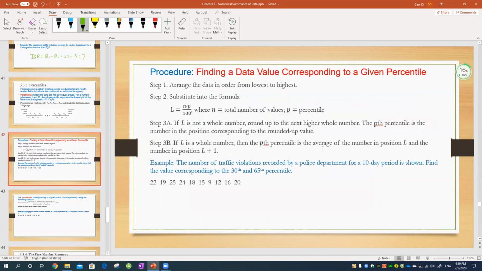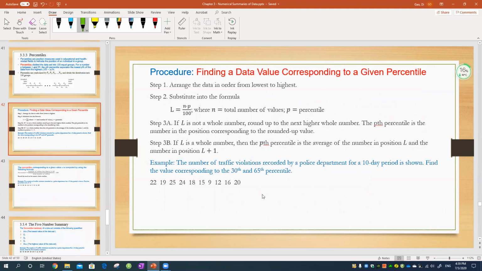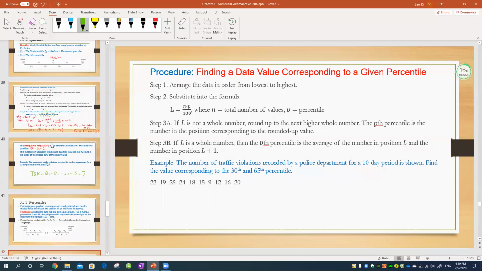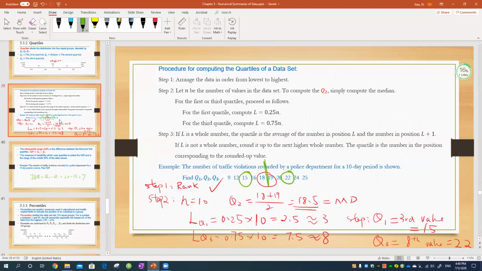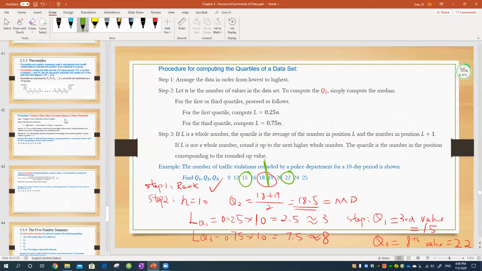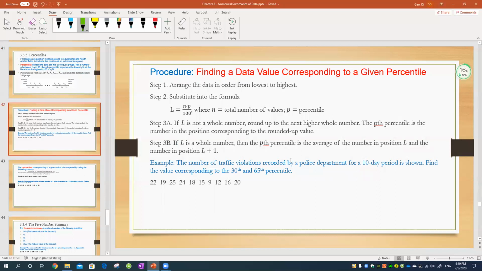And then for calculation, it's very similar to the quartile, because the quartile is actually a special percentile. So Q1 is the 25th percentile, Q3 is the 75th percentile, and Q2 is the 50th percentile. That's why if you compare the procedure for computing the quartile for a data set and the procedure for computing the percentile, it's very similar.